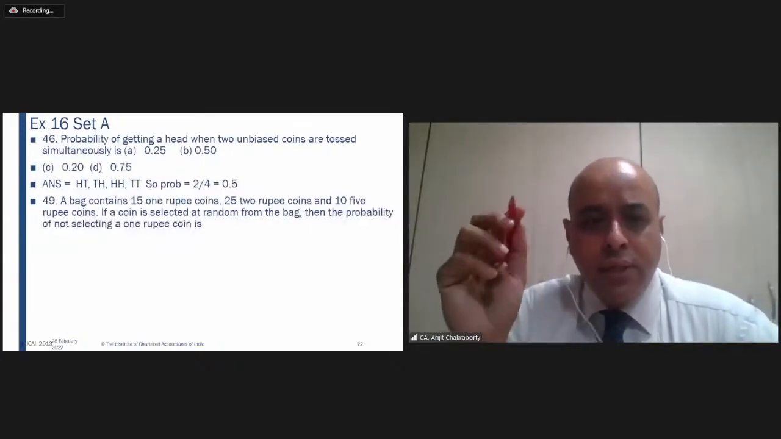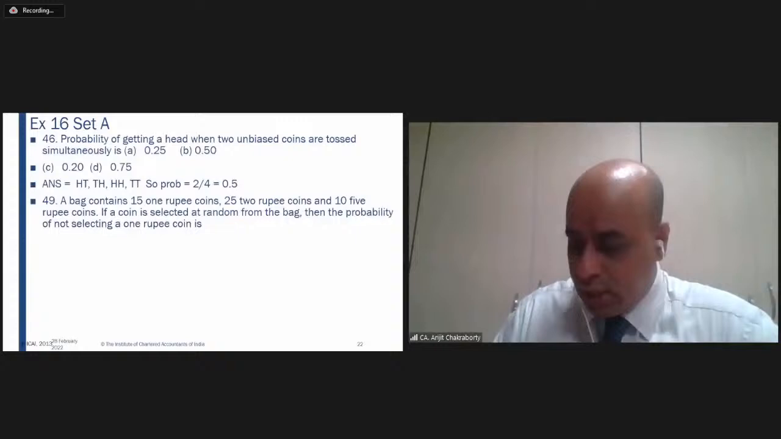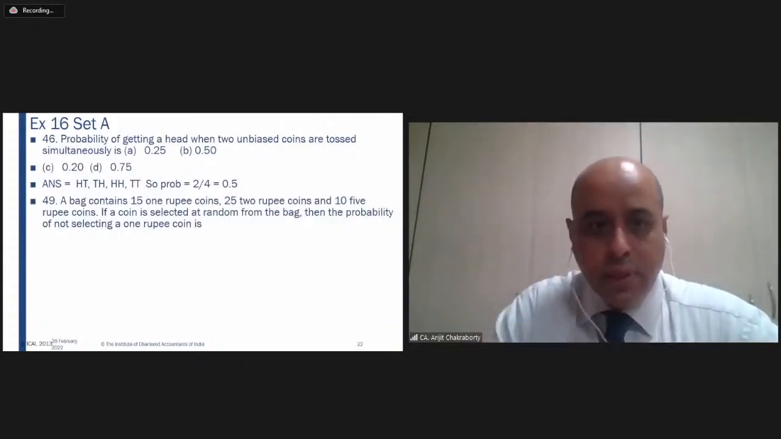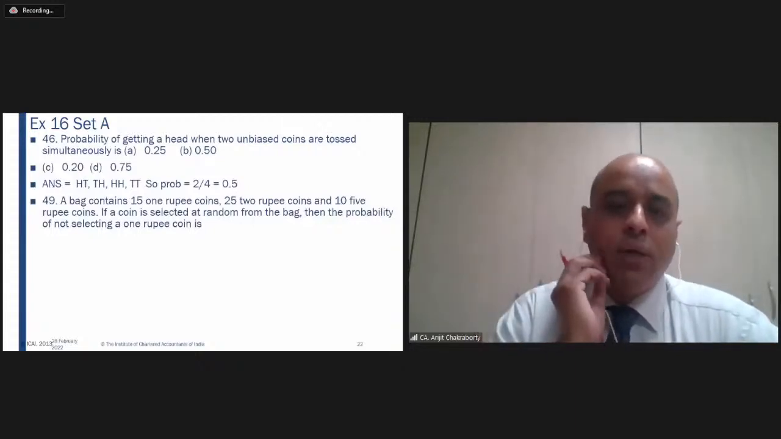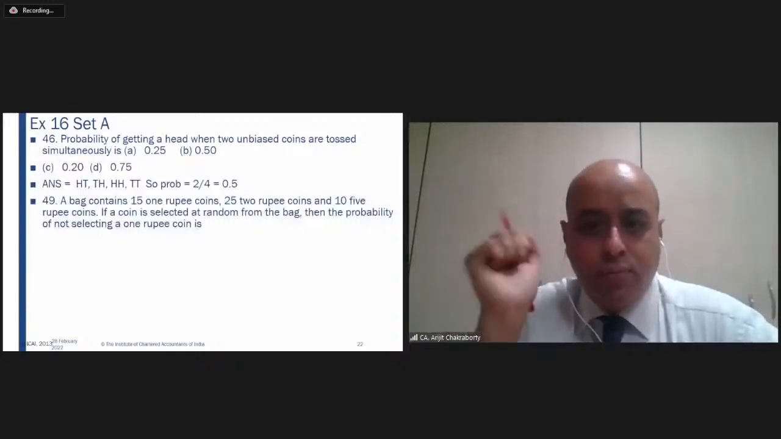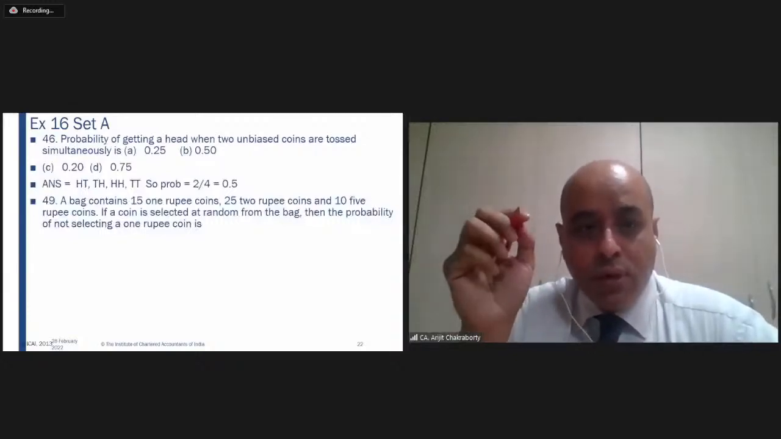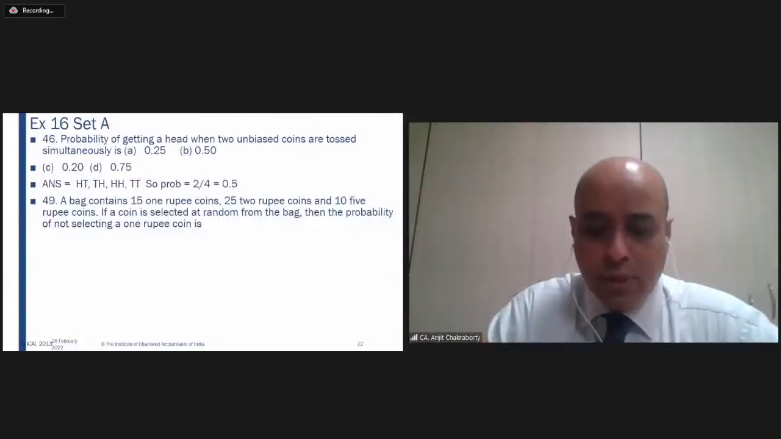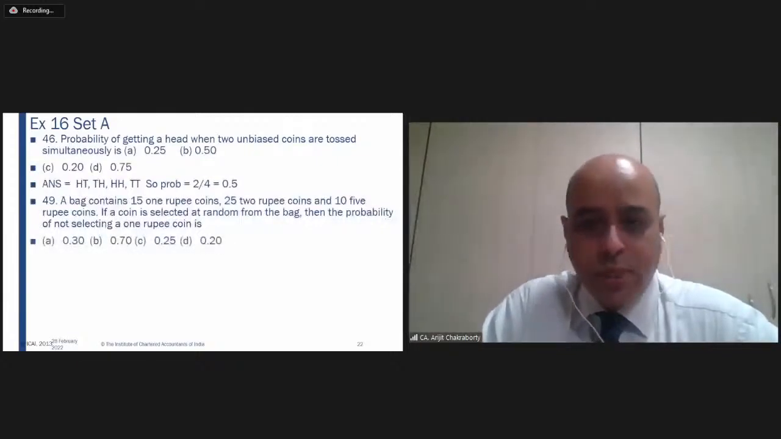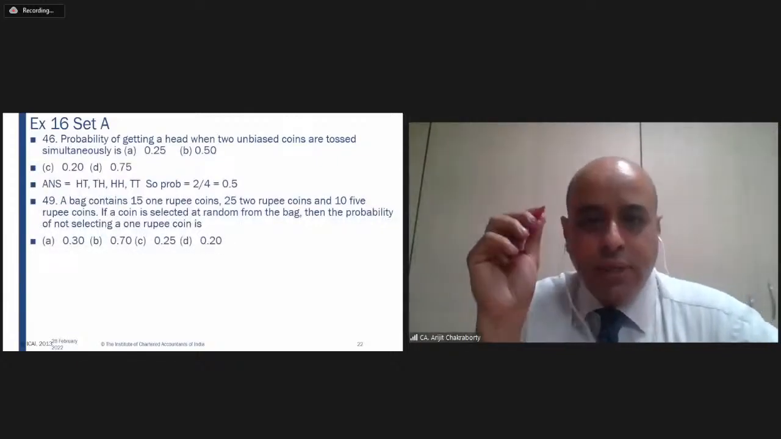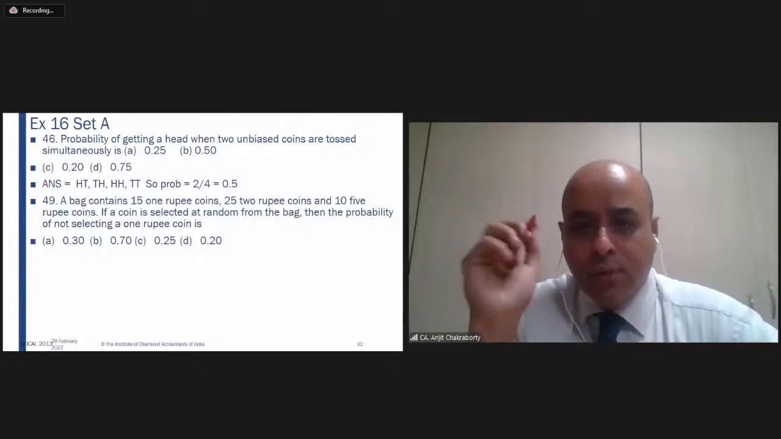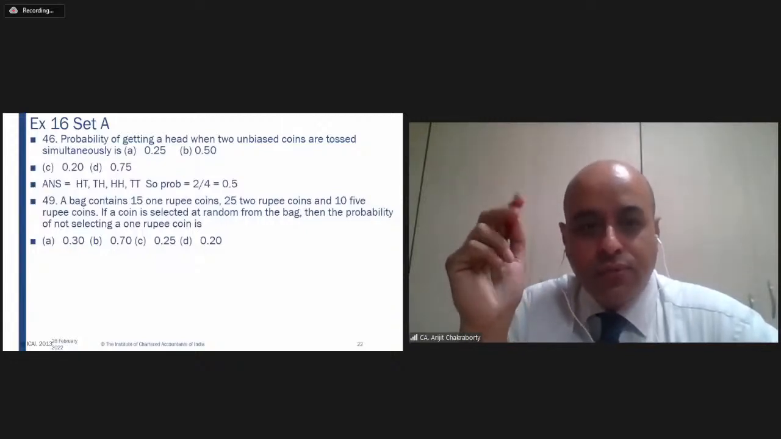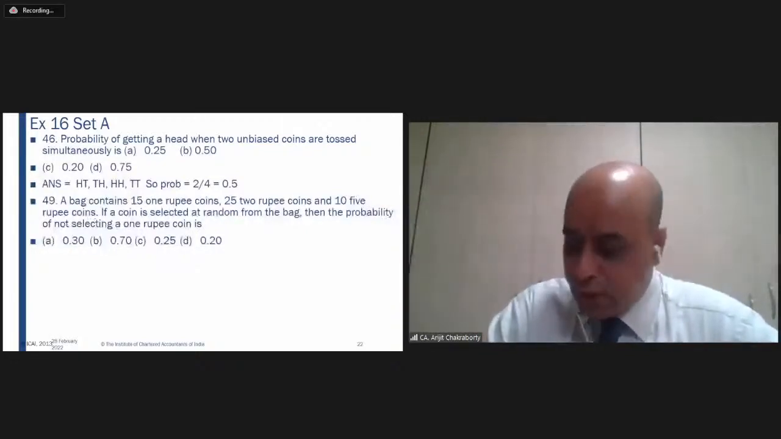A bag contains 15 one rupee coins, 25 two rupee coins, and 10 five rupee coins. If one coin is selected at random from the bag, what is the probability of not selecting a one rupee coin? The probabilities are given as options.